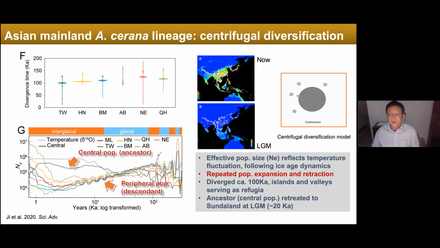The important take-home message here is that all these colorful peripheral subspecies or peripheral populations were the results of independent diversification events. So this is a very, very important evolutionary framework because all of our ongoing research is based on this model.